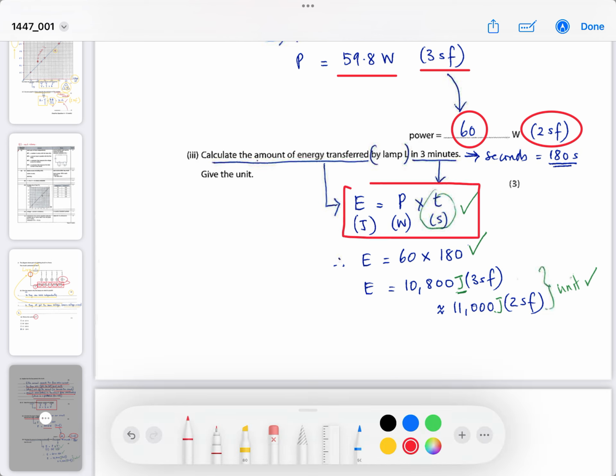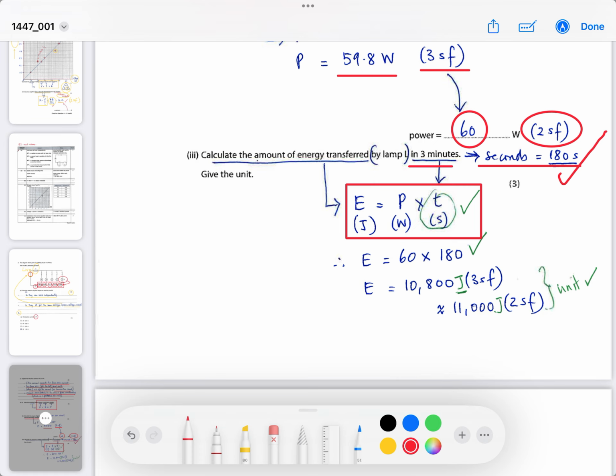But finally, they want you to use another equation, the energy transferred equation, which is power times time, yeah? And they've told you they want to know how much energy is transferred in that lamp if it's been left on for 3 minutes. Now 3 minutes, you need to convert that into seconds. That will give you 1 mark. So 180 seconds will get you 1 mark.